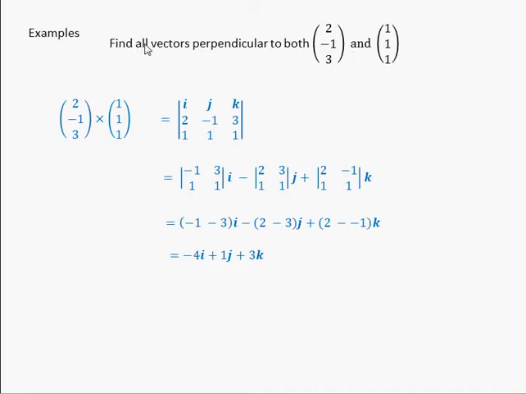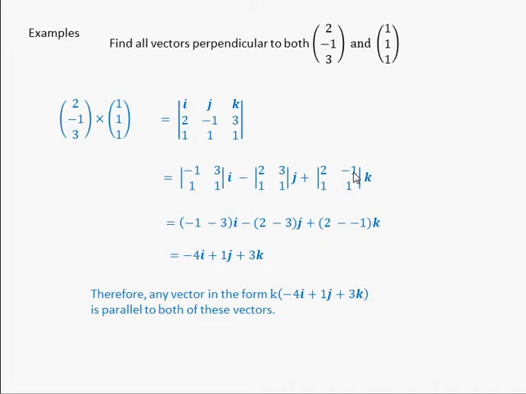What do you mean all vectors? Well, if one vector is perpendicular, every vector that's parallel to it is also perpendicular. So any vector in the form k times our cross product here is going to be perpendicular to both these vectors. Okay, I'll fix that in a minute.